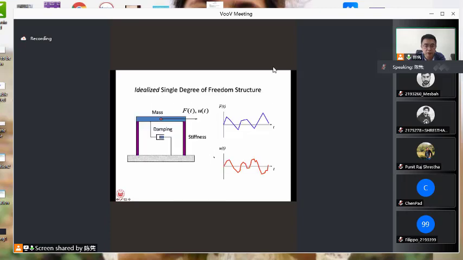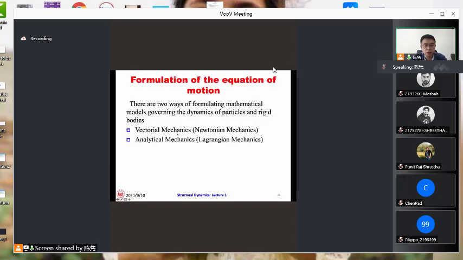Based on these three elements, which are the spring, the dashpot or damping force, and the mass, we can develop the equation of motion of the system. And then we can solve it to get answers. So there are basically two ways to develop the mathematical model of the dynamic system.